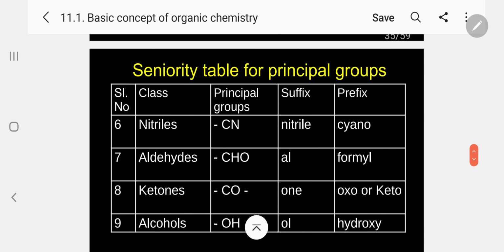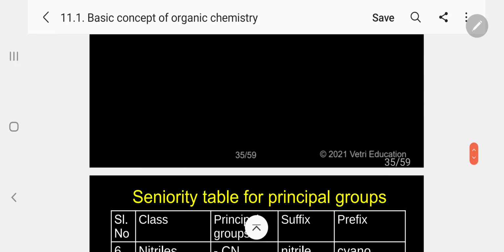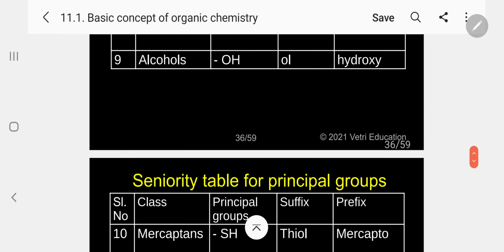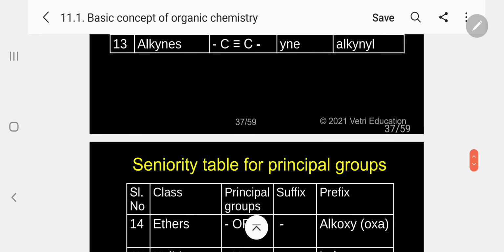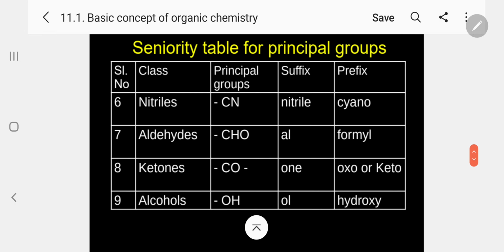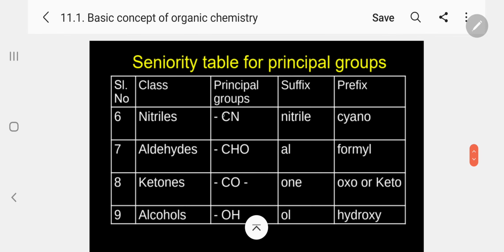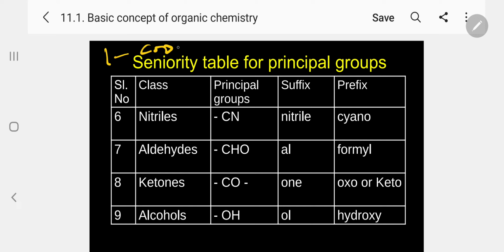And for that, what you need, please follow. This table is not normally given in your textbooks. This is taken from the MSc book. Kindly note this. One table is missing; my dear students, it is starting from 6 only. So number 1, carboxylic group. Number 2, the corresponding anhydride.